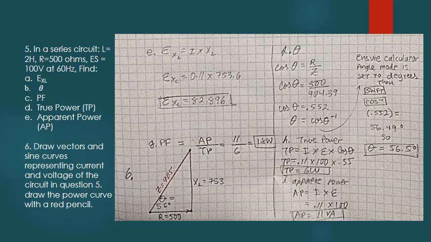So we tie the 2 points, the beginning of the resistive value vector and the end point of the inductive reactance value vector. We tie it up, we get approximately 905 for our impedance. In this case, our theta is 56 degrees, as we have found out through our calculations.